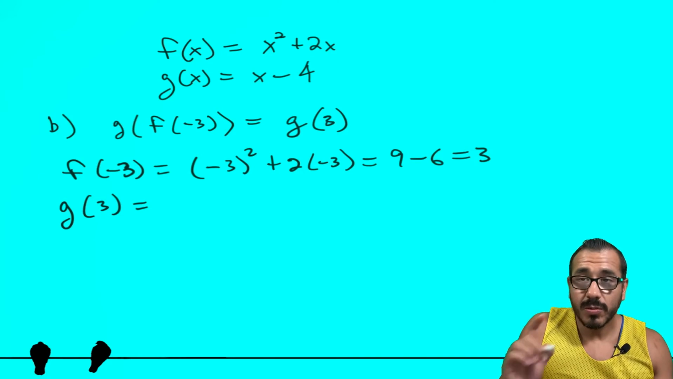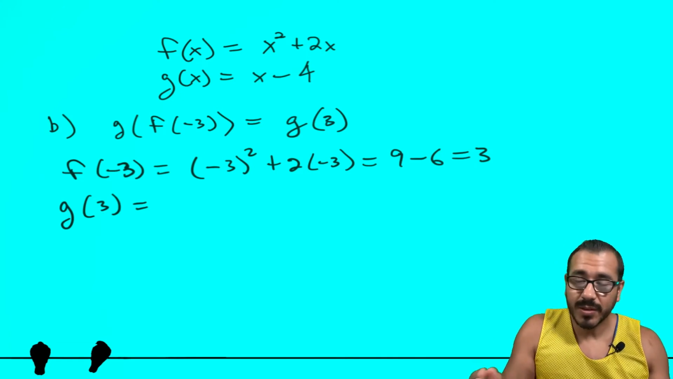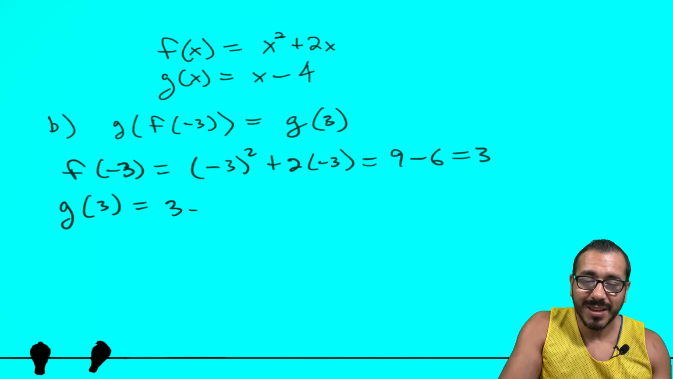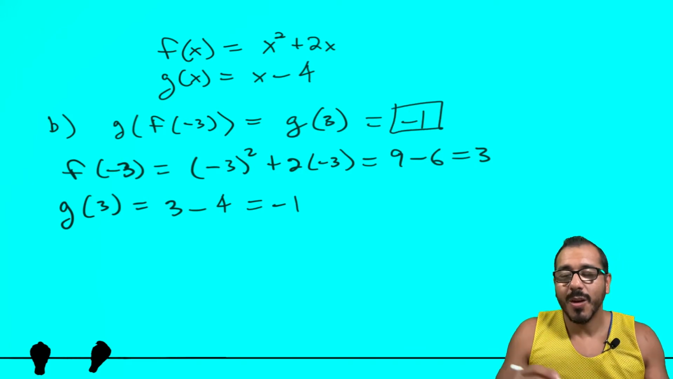Since we're looking at the function g, here it is, you're going to take your input and subtract 4. What's our input in this case? Well, it's 3. So all we're going to do is take that 3 and subtract 4, and we get -1. And there's our final answer right there.